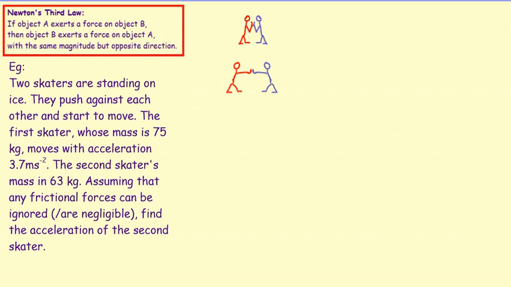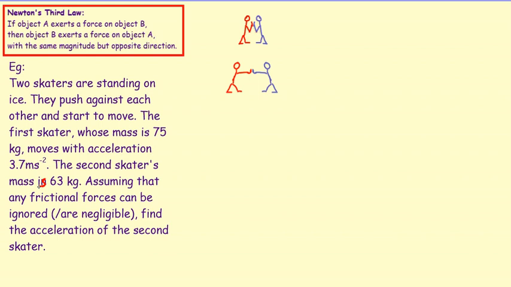The first skater, whose mass is 75 kilograms, moves with acceleration 3.7 meters per second squared, and the second skater's mass is 63 kilograms. Assuming that any frictional forces can be ignored, so pretending we're on ice and that ice is perfectly frictionless, what is the acceleration of the second skater? If you want, pause it, have a go, see what you can do.